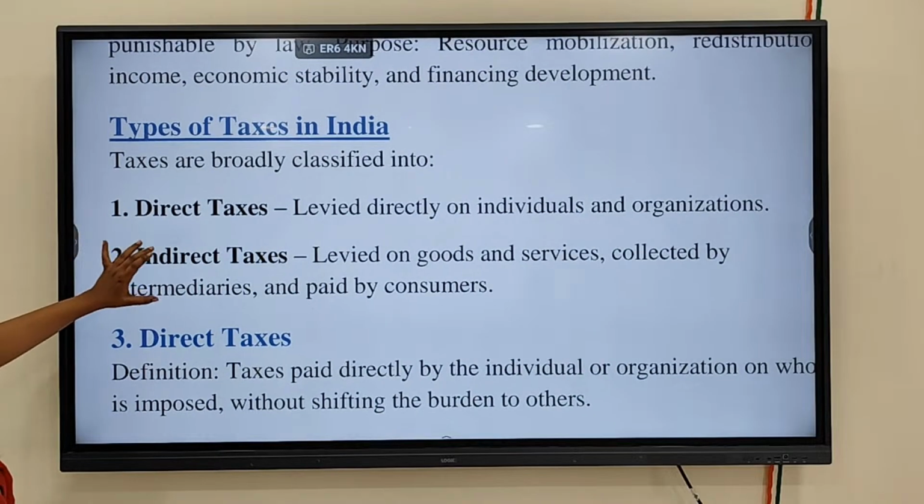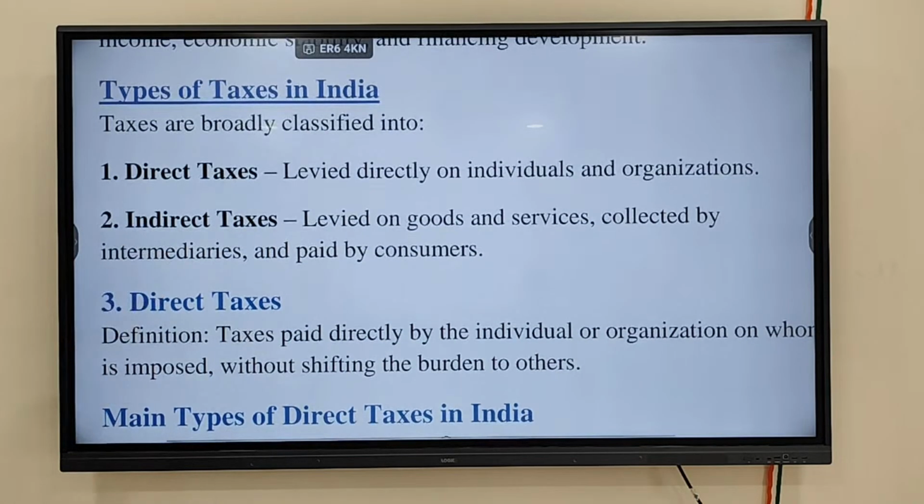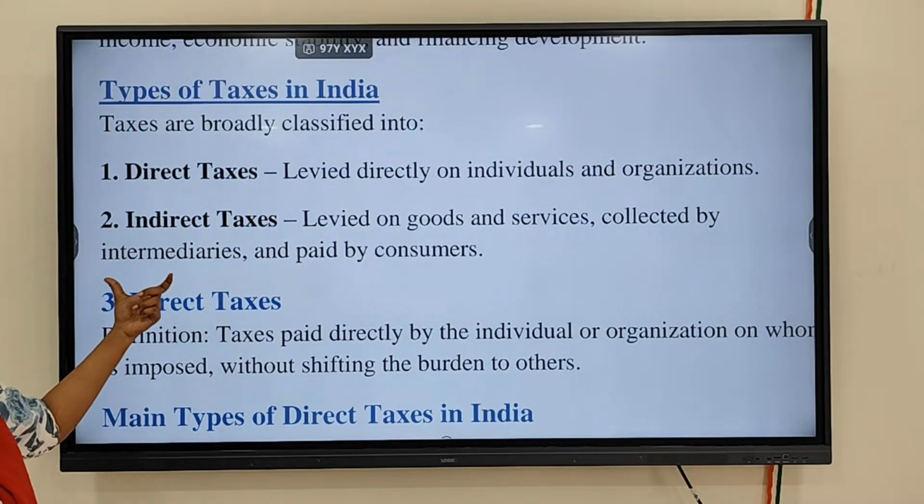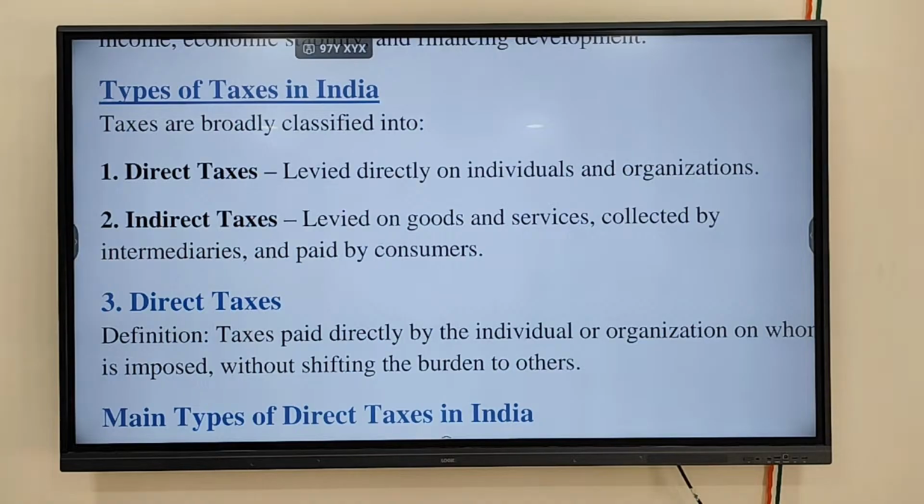A direct tax is levied directly on individuals or organizations. They will pay directly, they will file the IT. And the indirect tax means that tax will be paid by the customers. But who will collect that GST? Intermediaries, that is retailers. Retailers will collect the GST.